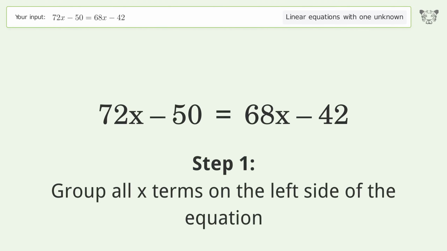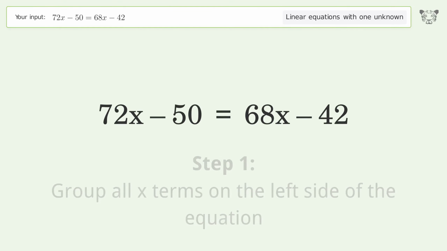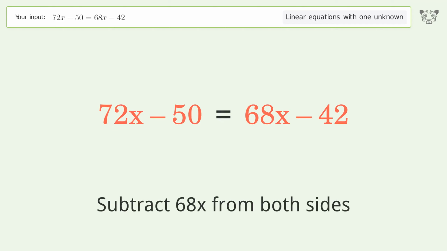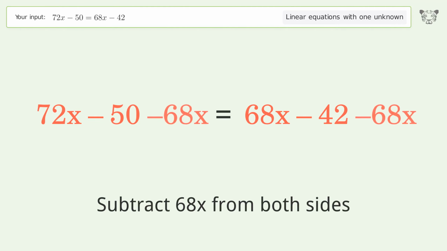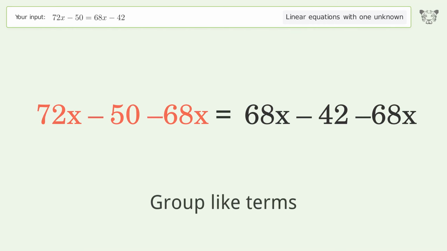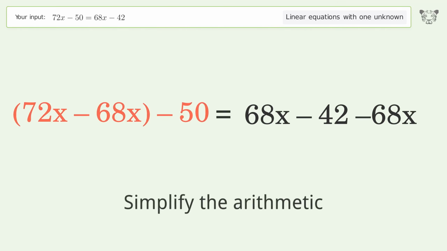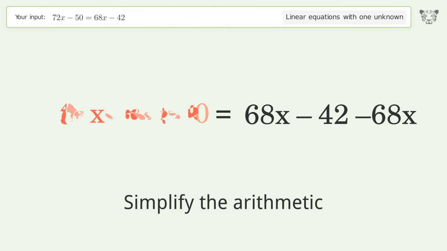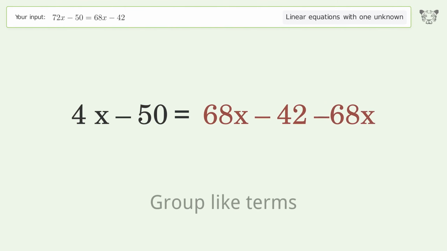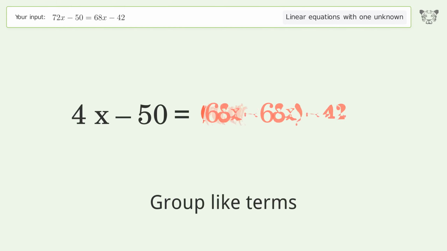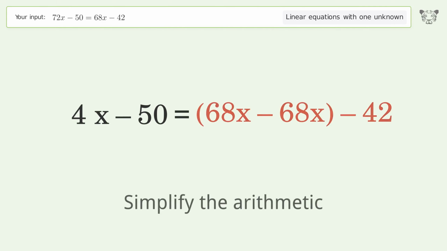Group all x terms on the left side of the equation. Subtract 68x from both sides. Group like terms. Simplify the arithmetic. Group like terms. Simplify the arithmetic.